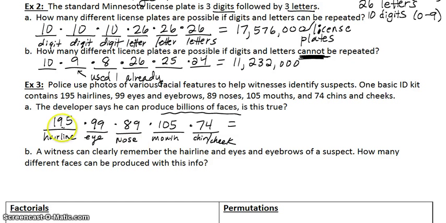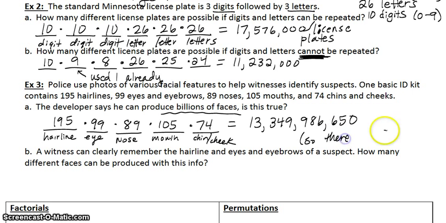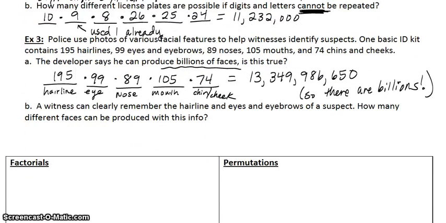So this is how many items are in the hairline category, how many items are in the eye category, and so on. Anyways, when you multiply that together, you actually do end up with billions because it's 13,349,986,650. So there are billions. Pretty amazing how many different faces there are in the world, though. Everybody's different.